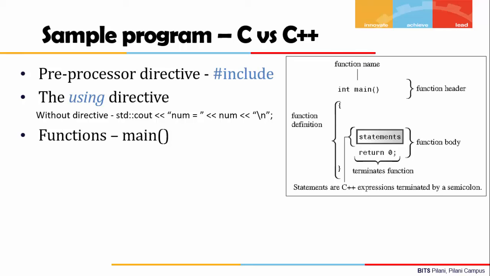The first line is a function header. The function header is a summary of the function interface to the rest of the program. And the function body represents instructions about what the function should do. Each complete instruction is a statement and is terminated with a semicolon. The final statement, called the return statement, terminates the function.